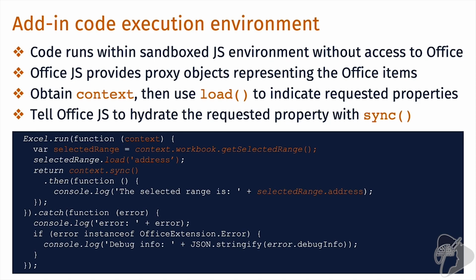Well, that address property is not hydrated on that object. And so what I'm going to have to tell it to do is say, I need you to go load the address property or go hydrate it. Then when I call context.sync, that's going to return a promise that I can then, once it resolves and finishes hydrating that property, go access the address property on the selected range, as you see here on this slide.